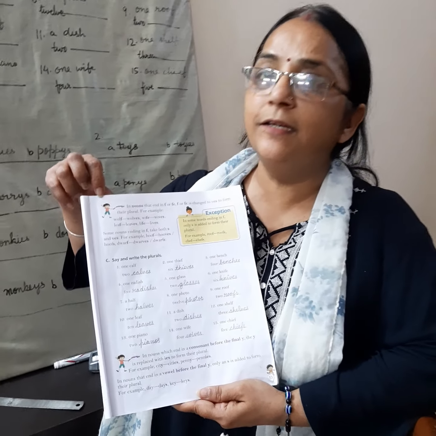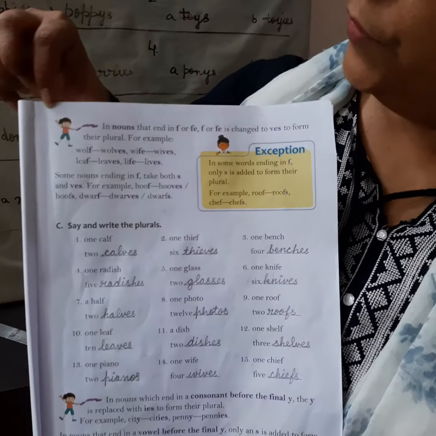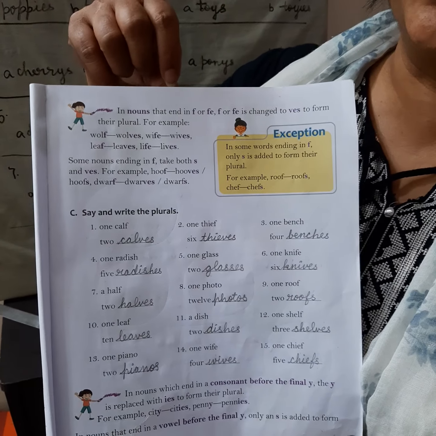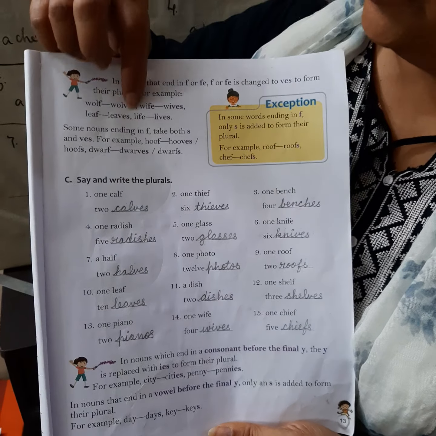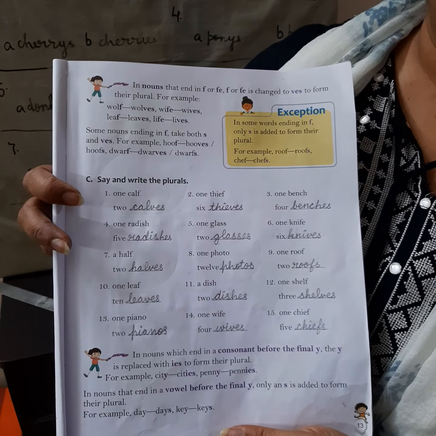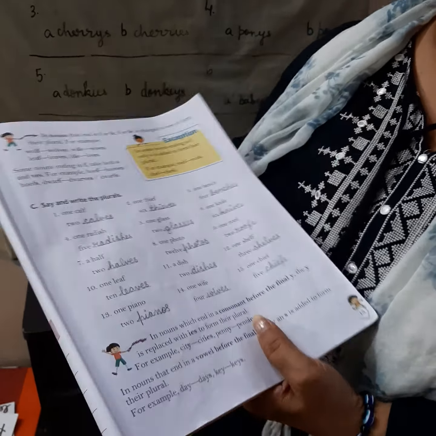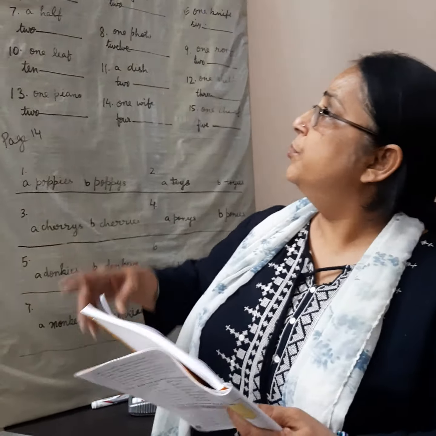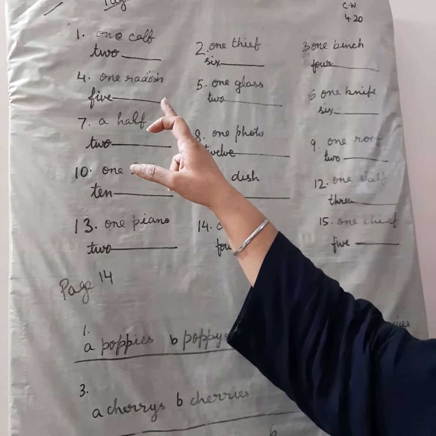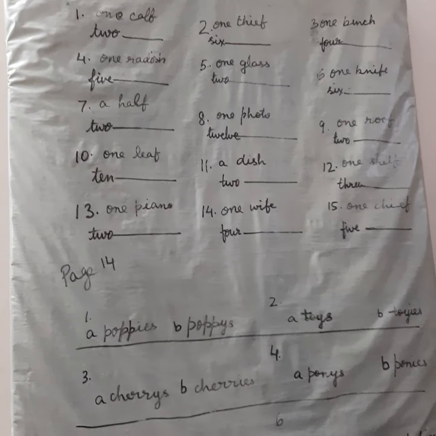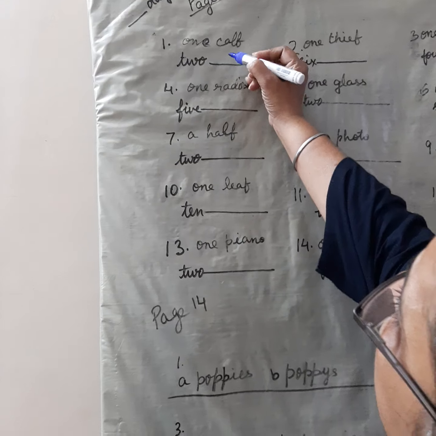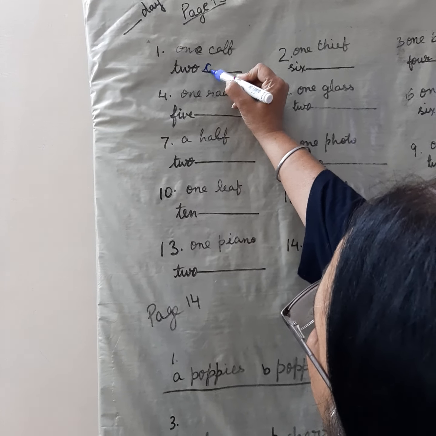Now let's do the book exercises. Children, write day over here and date and classwork as we are starting this page today. I have already explained the rules of F and FE. Let's start the book exercise. The book exercise on page number 13 says, say and write the plurals. It is given one calf, so two will be calves.